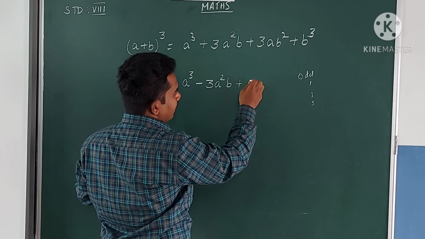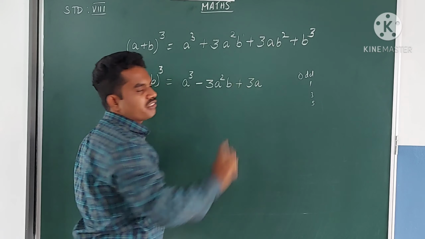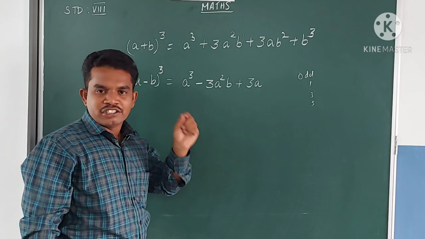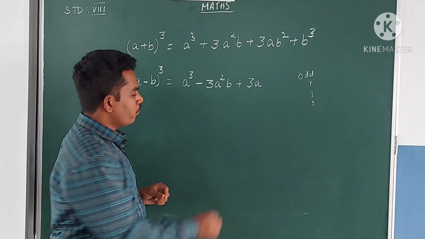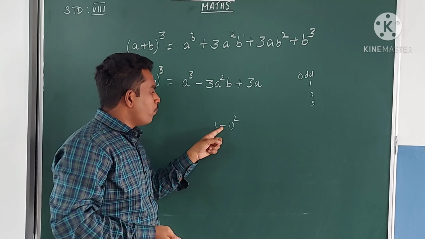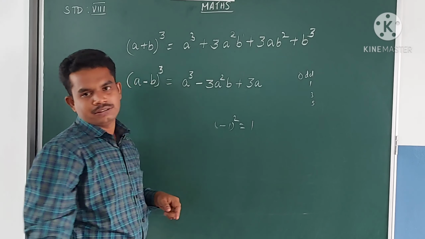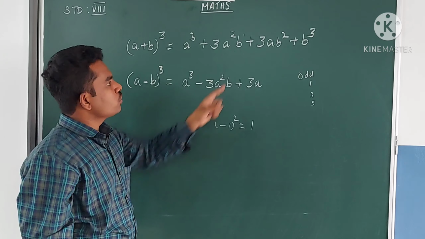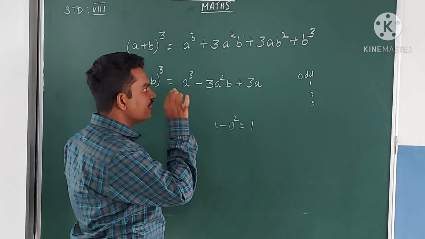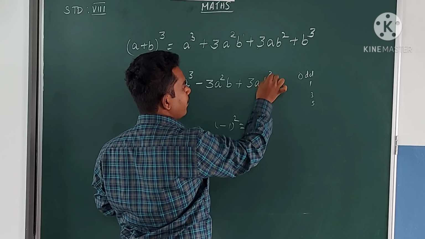Next step, plus 3ab square. Here I put b as minus 1, so b square equals minus 1 the whole square, which is plus 1. Minus into minus is plus, so the term does not change. So it is written simply as 3ab square.